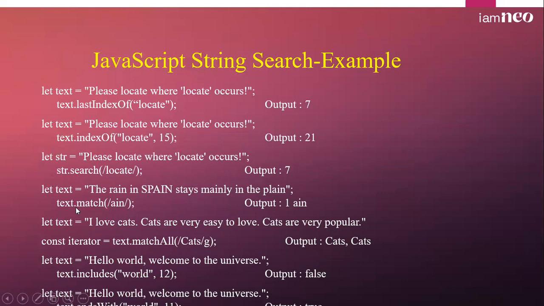Next is text dot match AIN. So how many matches are available? It will return the first match value, which is AIN. Next is text dot match all cats. So the possible cats values are available here, matching all the cats values. So 2 cats values are there.